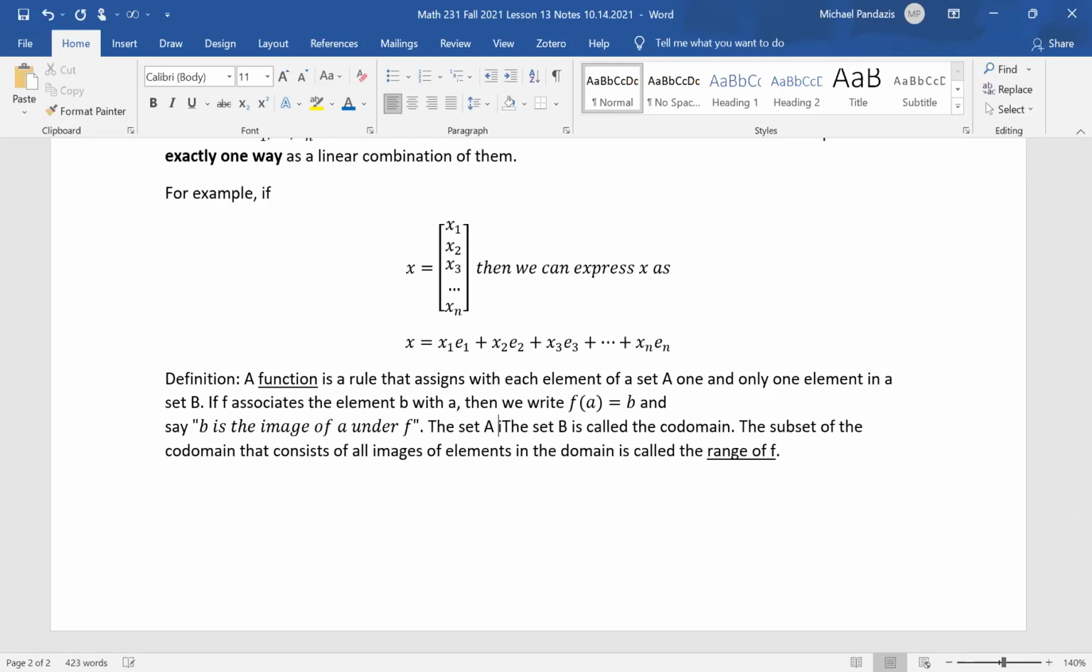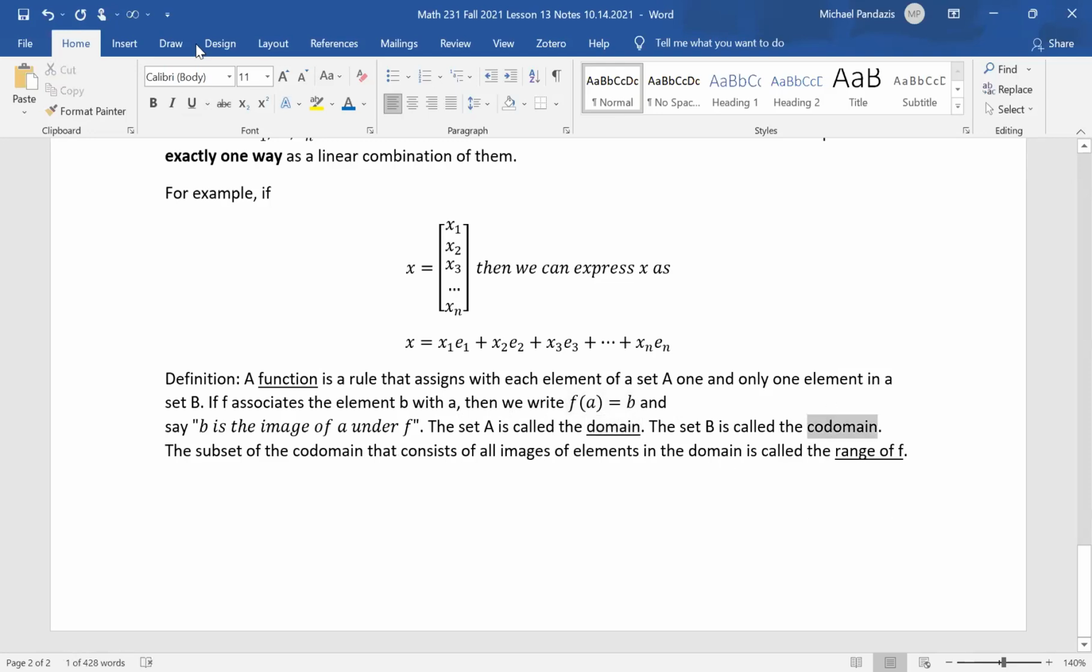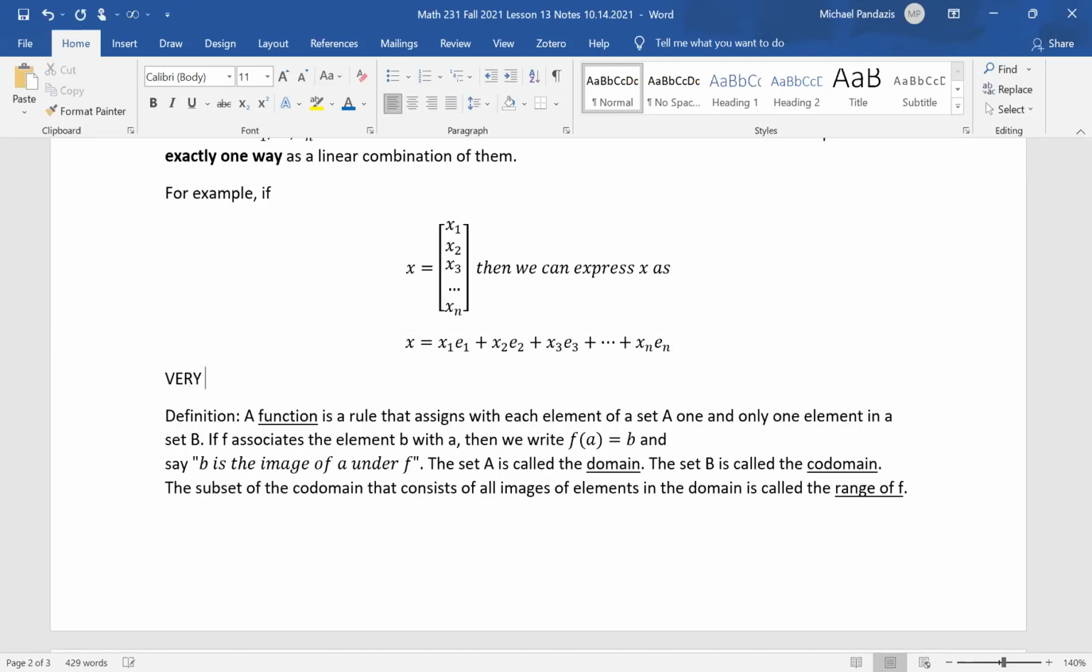The set capital A is called the domain. Okay, so set capital A is called a domain. Set capital B is called the codomain. Okay, and so we have 4 definitions there. Yes, it's a loaded definition, very important. So I'm going to label this as very important.